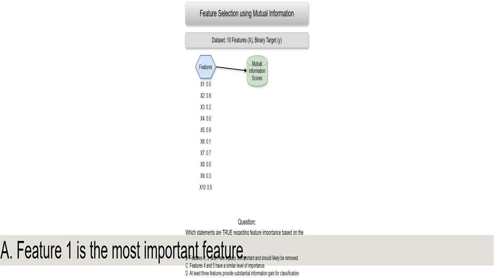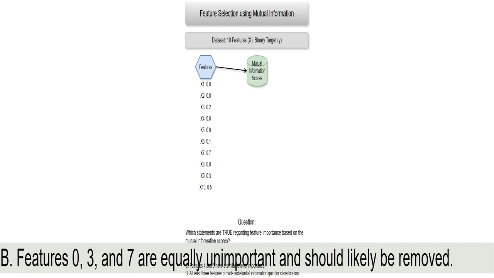This statement points out features 0, 3, and 7. I find they all have a mutual information score of 0.0. That means these features don't help us predict the target variable, and it would be reasonable to remove them from our model. This statement is true. The statement compares features 4 and 5. Feature 4 has a score of 0.9, while feature 5 has a score of only 0.1. That's a significant difference, so I conclude that the statement is false.